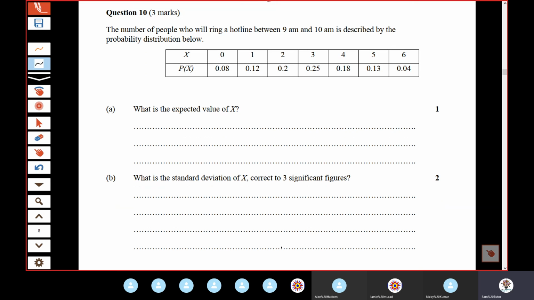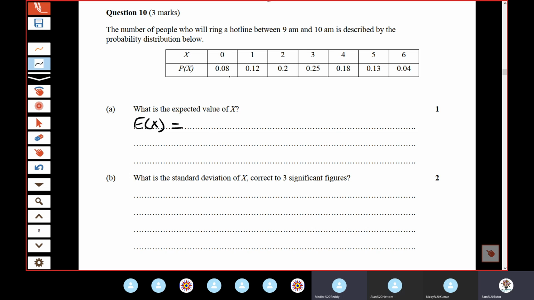Question 10. Expected value. Does anyone actually remember how to find the expected value of x? Nikki, do you remember it? Anything? Expected value of x? Do you times them? Say that again. I can't hear because of the mic. She said, do you times them? Yes, yes. Thank you.